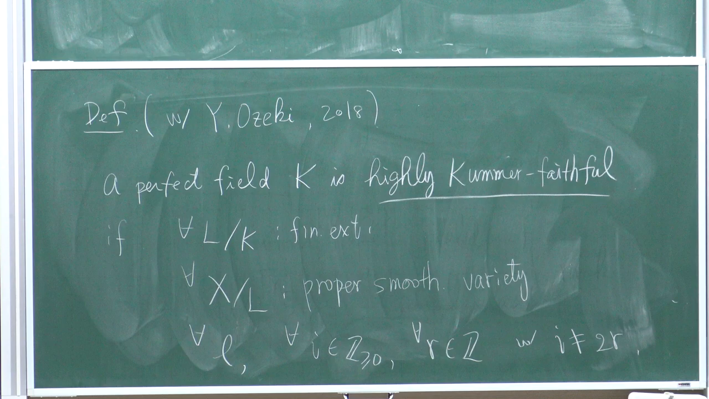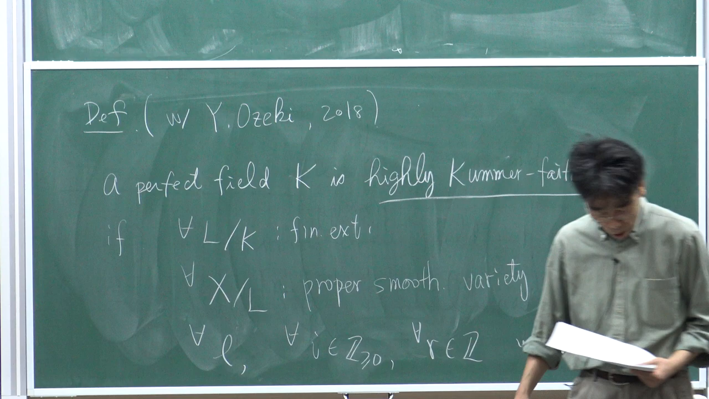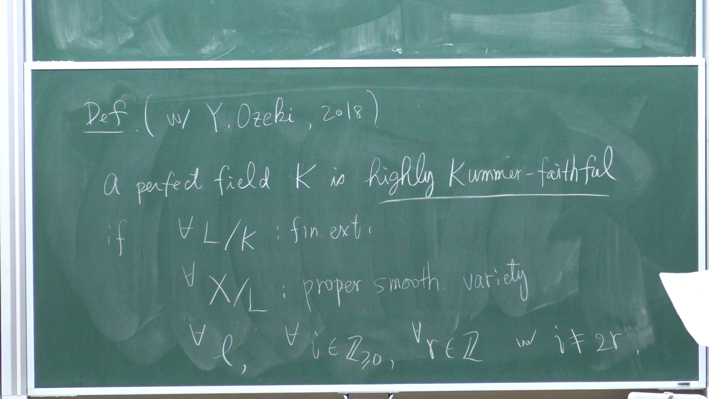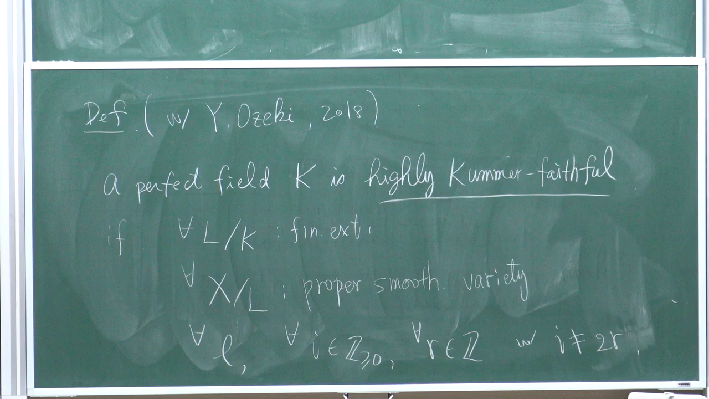You say for arbitrary prime L, then what happens if the characteristic of capital K is P and L becomes P? Do you use a tar case? Frankly speaking, we are not sure what condition we should impose, but for the moment, we only use this in characteristic zero. So it's a homework for me.